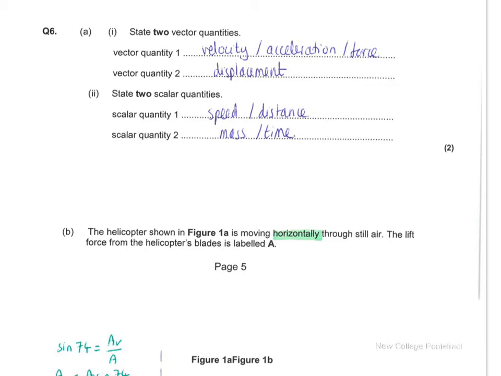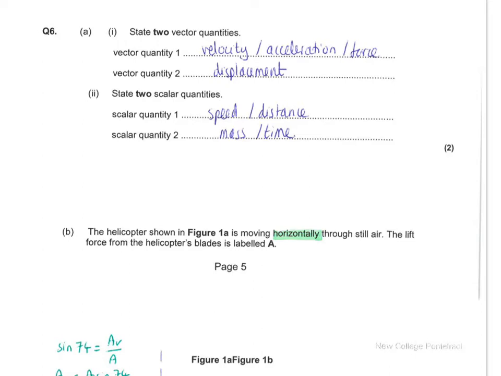This is the Mechanics booklet, question 6. State two vector quantities. Very simply, for the vector quantities you could have velocity, acceleration, force, displacement, or there are some other possibilities, but you must have two to get 1 mark.